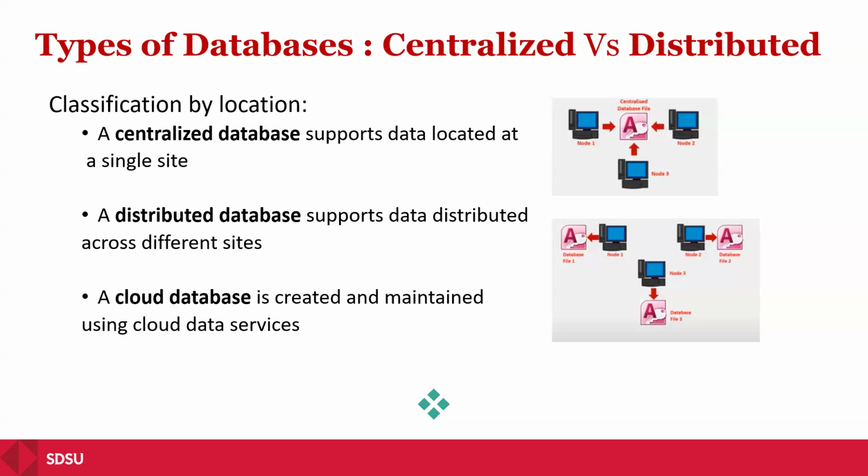So centralized versus distributed, and cloud is another example. Cloud can support both centralized and distributed. So you can store data on different servers on the cloud. You can also store data in one location in the cloud. So in this case, it's going to be a centralized cloud database or distributed cloud database.